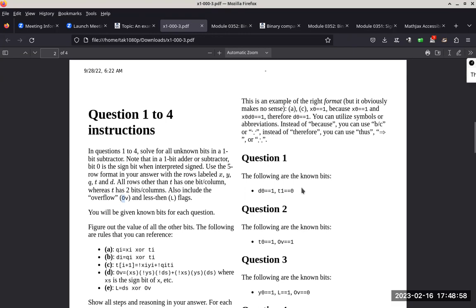All right, so here's question number 1. Question number 1 says, the known bits are D0 is a 1, T1 is a 0, and then you need to figure out the rest. So first of all, you have to find out what we mean by the rest. This is a single bit subtractor. So what bits are we supposed to figure out? That would be the first question.